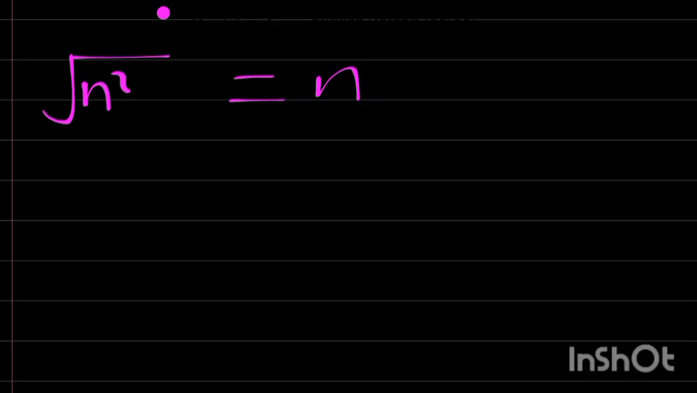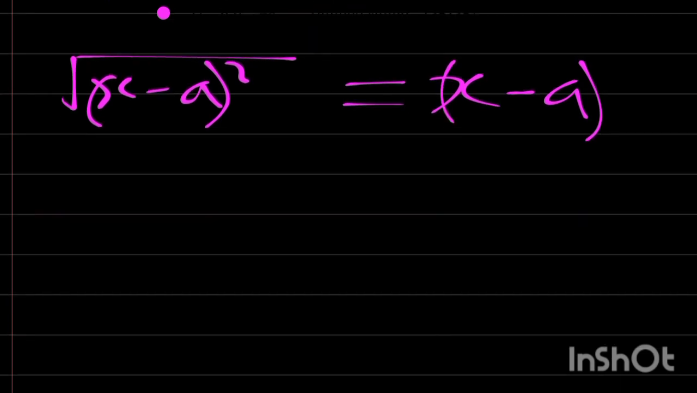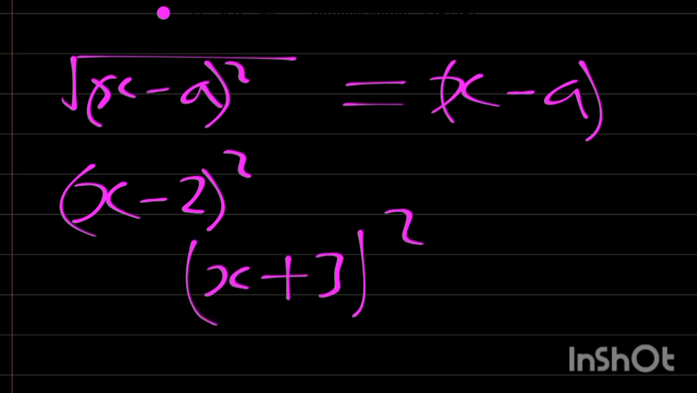Let's take a look at an algebraic expression that is a perfect square. If I have the square root of (x minus a) squared, the answer I'm going to get is x minus a. Therefore, this is a perfect square. So any expression that is squared is a perfect square. This expression is also a perfect square. To identify a perfect square like this, it becomes so easy. I can even give more examples. Let's say I have (x plus 3) raised to power 2, which is a perfect square.